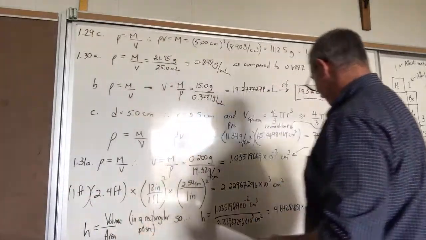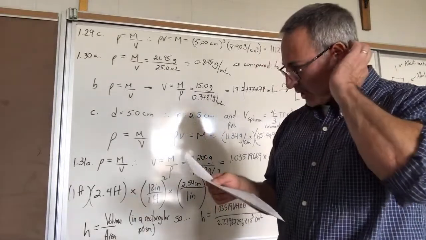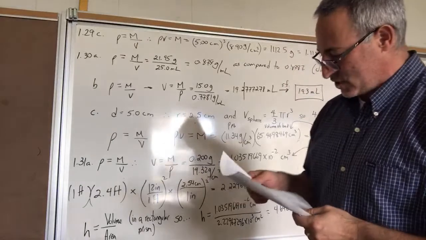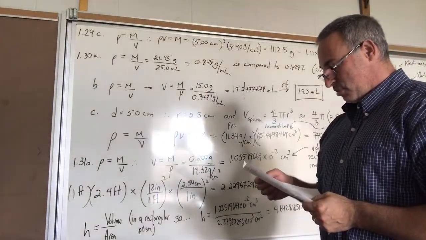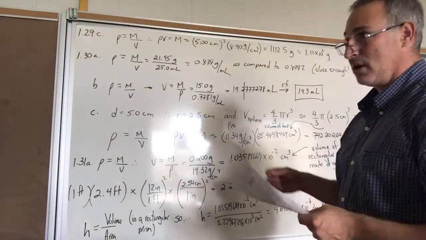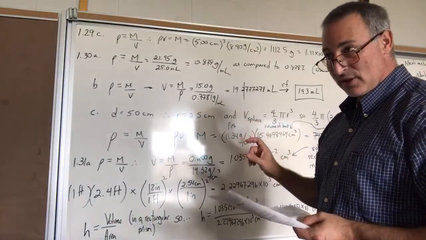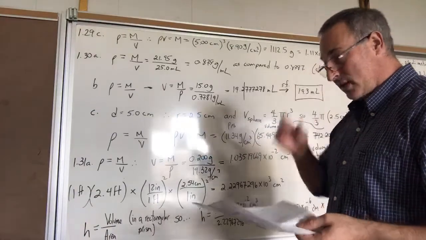Now C. 129C says, a cubic piece of metal measures 5 centimeters on each edge. If the metal is nickel, whose density is 8.9 grams per centimeter cubed, what is the mass of the cube? Again, remember, if they give you the length of one edge of the cube, they've already given you the dimensions of all the other edges because a cube has all edges the same length.